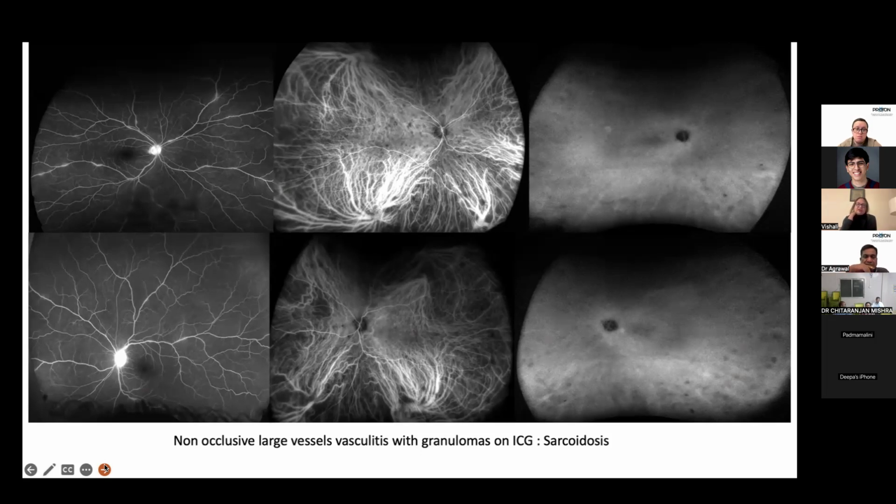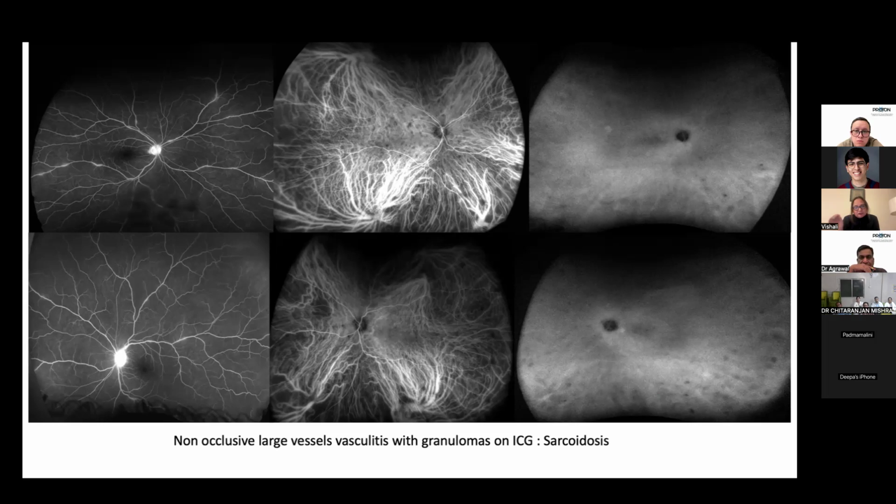Fluorescein shows this small leakage you can see along the major vessels. Occlusion is not as dominant on your face like you have in TB. You do not have choroiditis, and ICG shows these dark little spots in both the eyes, which are sarcoid granuloma. TB on wide field, any ICG for that matter, would show choriocapillaries involvement.